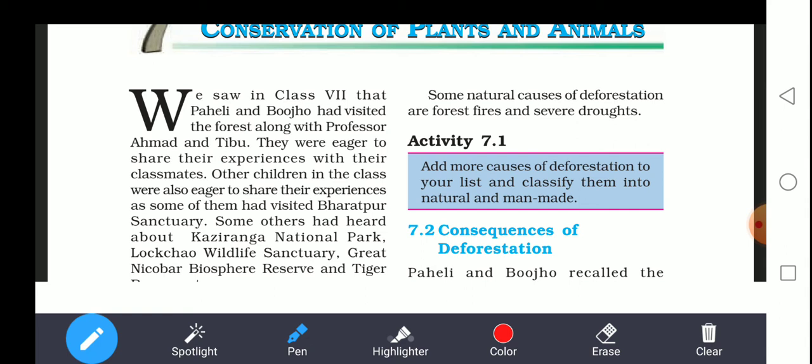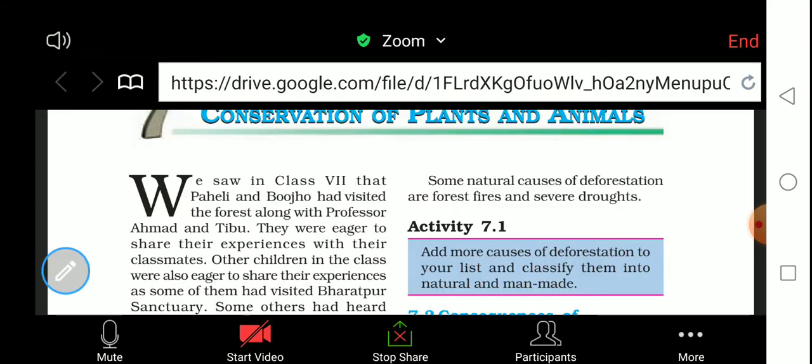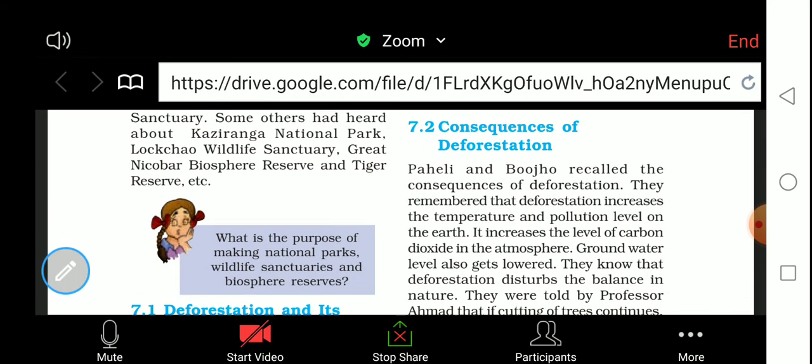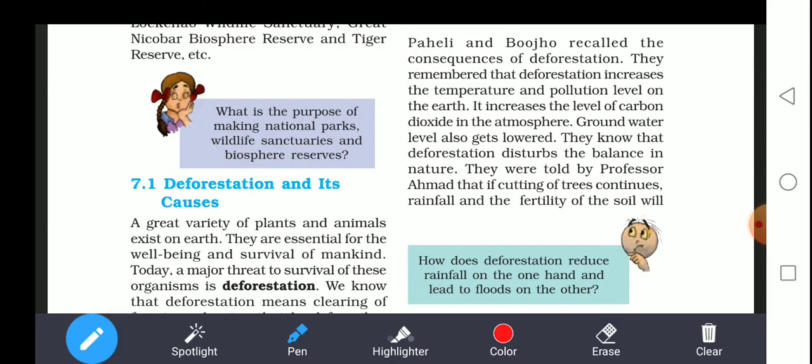There are consequences of deforestation. Consequence means if you cut the trees, what will affect our life? That is the consequence. What will we face? What is the problem that we face in our life if we cut the trees? That is the consequence of deforestation. There are several consequences that we will face in our day-to-day life if we cut the trees. So now we'll study some of the consequences.